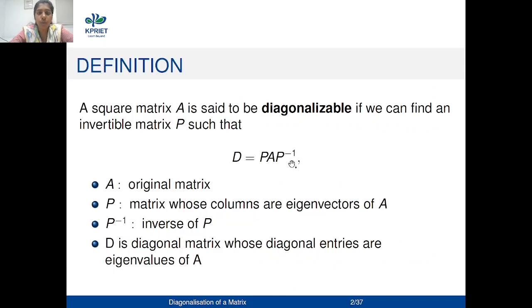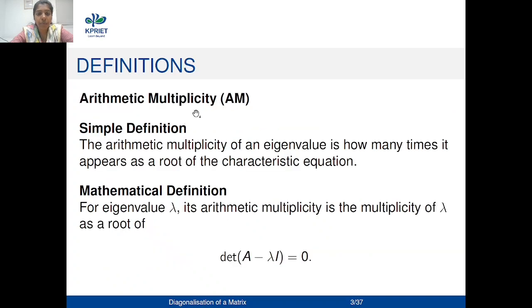So before moving on to this, let us have a short recall about these basic definitions. A matrix A is said to be diagonalizable if we are able to find an invertible matrix P such that it satisfies the expression D equal to P A P inverse, where P has the eigenvectors of the matrix A as its columns, and D is the diagonal matrix whose diagonal entries are the eigenvalues of the given matrix A. And arithmetic multiplicity is how many times the root, or we can call the root an eigenvalue, appears in the characteristic equation.